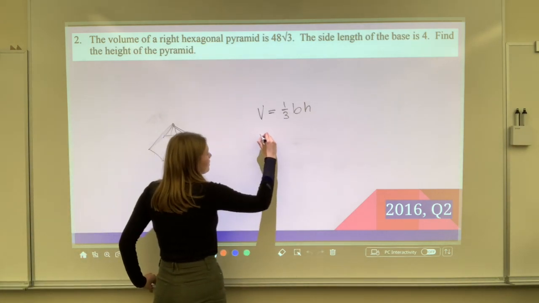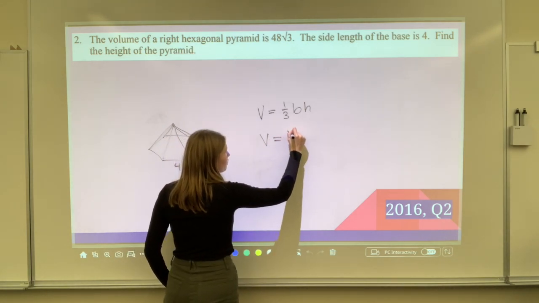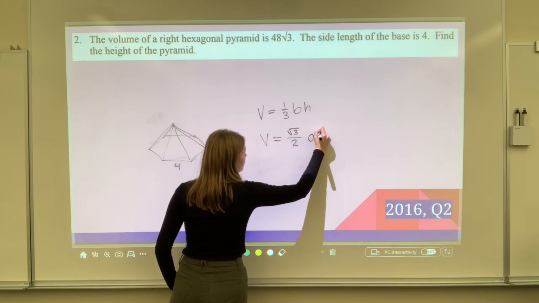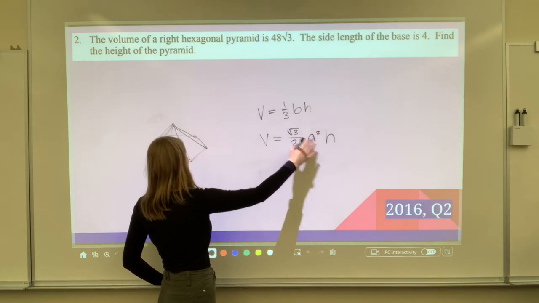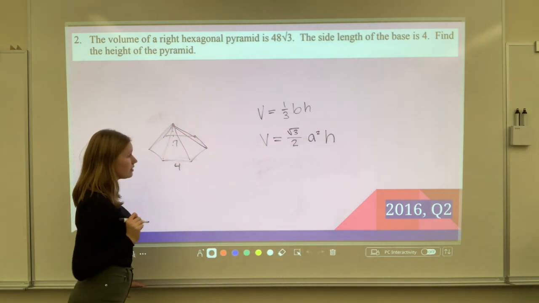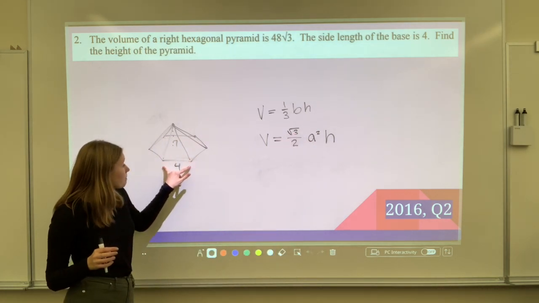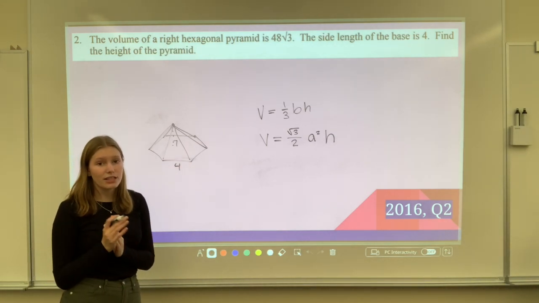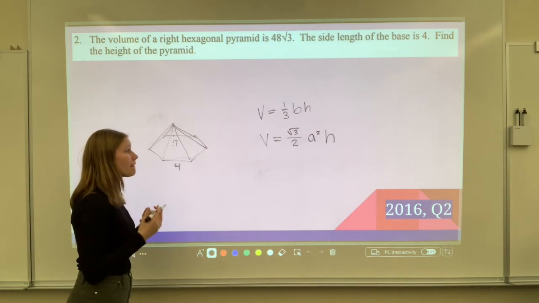That formula is the volume of any hexagonal pyramid is equal to the square root of 3 over 2 times a squared times h, where h is the height of our pyramid, which I will draw here since that's what we're trying to find, and a is the length of one of the sides of the hexagon if it is a regular hexagon, meaning all of the side lengths are the same.